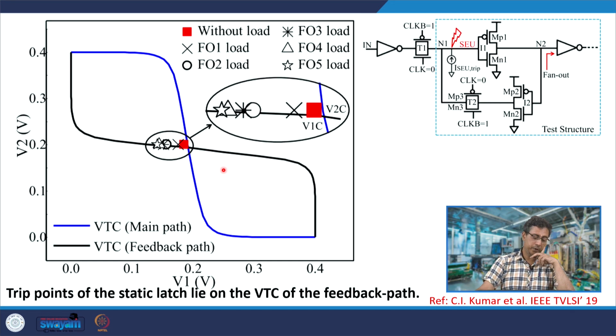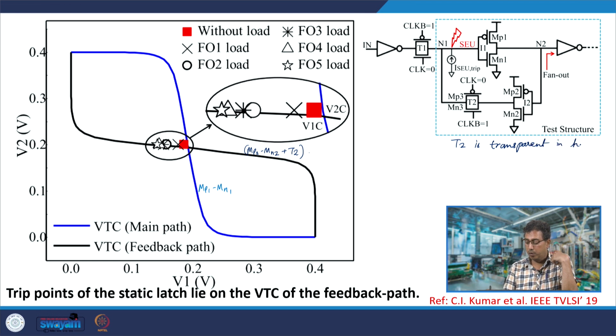How can we understand this? So, this is the voltage transfer characteristic of MP1 MN1, and this is the voltage transfer characteristic of MP2 MN2 plus T2. So, this is V2 as you can see, and this is V1. So, you find that these two are stable points and this is the metastable point, okay, where the gain of MP1 MN1 and both the inverting stages MP2 MN2 and T2 is also an inverting stage, and T2 is conducting in hold state, transparent in hold state.